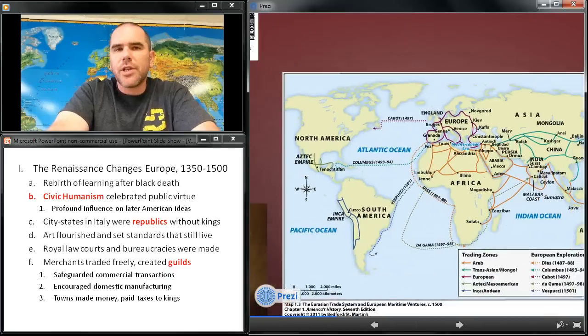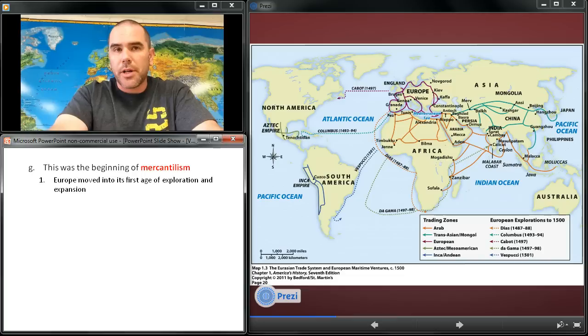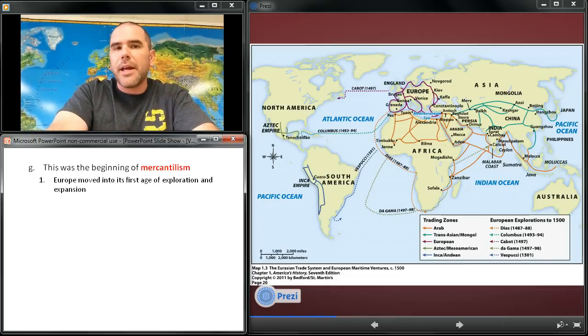This mutually enriching alliance of monarchs, merchants, and royal bureaucrats, which eventually became known as mercantilism, which will be a very important term for you, propelled Europe into its first age of overseas expansion, again under Spain and Portugal.